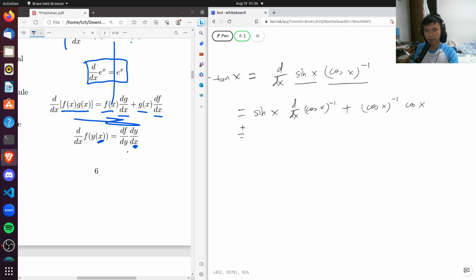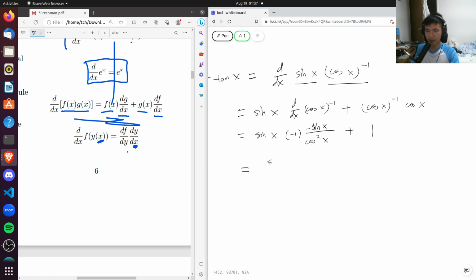So this is sine x, right? And then this is actually an application of the chain rule again. So this is going to be minus 1 over cosine squared x, and then on the numerator is minus sine x. I actually applied the polynomial rule followed by the chain rule followed by the polynomial rule, and the end result is this. And the other one is just going to be 1.